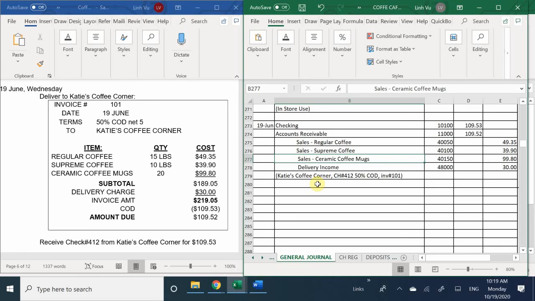Okay, I'll give you another hint. What did we sell? For the inventory, we sold our inventory. Cost of goods sold? We need to calculate our cost of goods sold. All right. So cost of goods sold, June 19, COGS for regular coffee. And we also need cost of goods sold for our Supreme coffee.